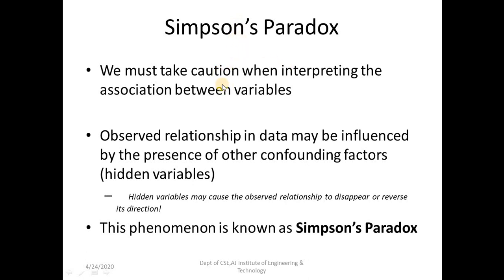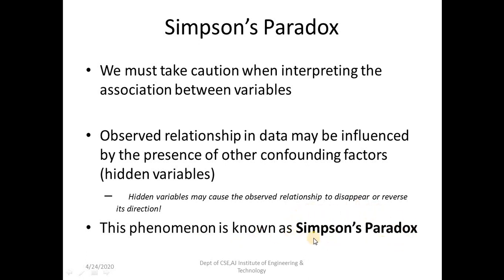Let us see. We must take caution when interpreting the association between variables. Observed relationship in data may be influenced by the presence of other confounding factors, that is, hidden variables. Hidden variables may cause the observed relationship to disappear or reverse in direction. This phenomenon is known as Simpson's paradox.